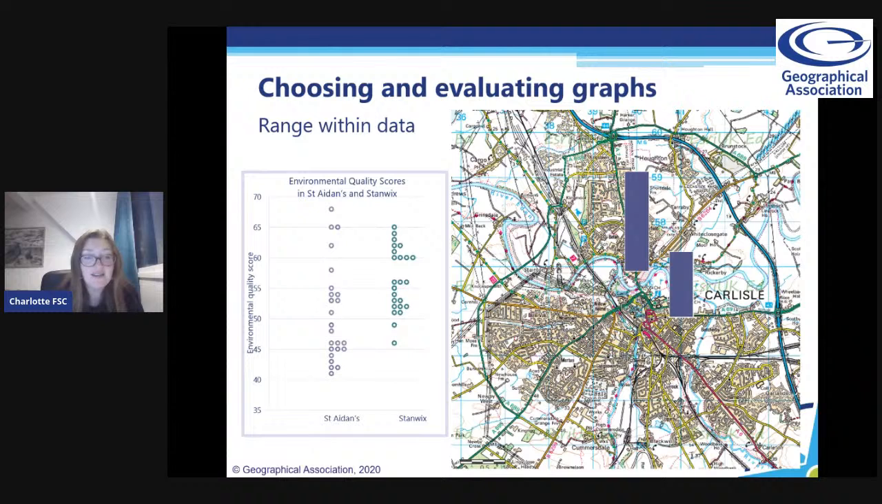Okay, in this case, there is in fact a right answer. Only the dispersion graph shows us the range. Let's think about how we know that. First up, how do you read that dispersion graph? Each dot is a piece of data, so we can clearly read from the y-axis what the environmental quality score was for the maximum in St Aidan's and the minimum in St Aidan's, or equally the maximum in Stanwix and the minimum in Stanwix. And by taking one away from the other, we can calculate the range.